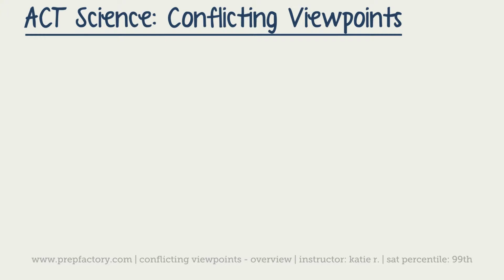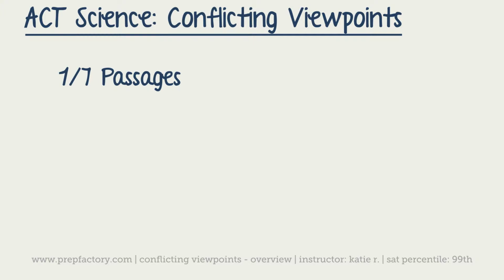Conflicting viewpoints passages account for only 1 out of every 7 passages on the science test. They're not as prevalent as the other 2 types, but they're still important. If you can get the conflicting viewpoints passage right, then you have anywhere from 5 to 7 questions that you've already answered.